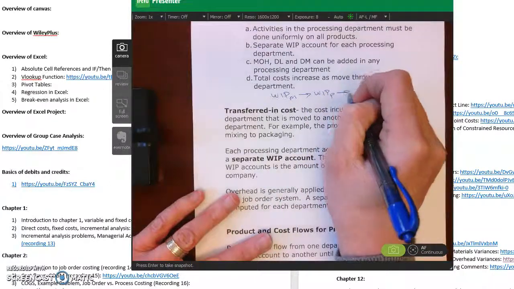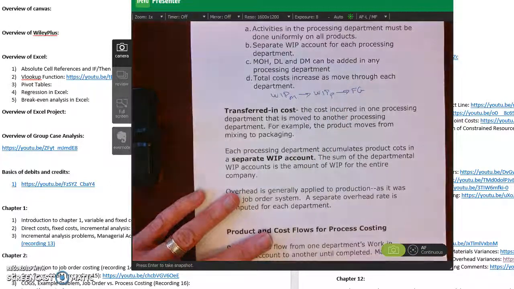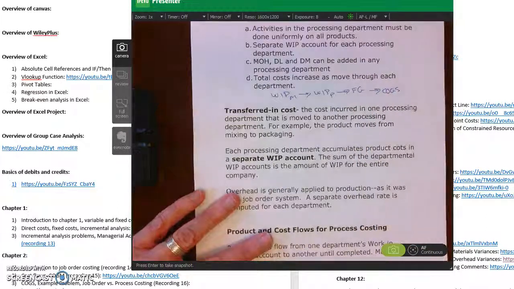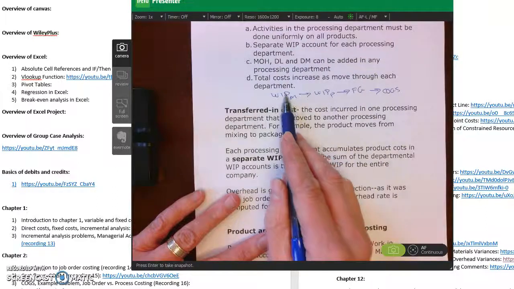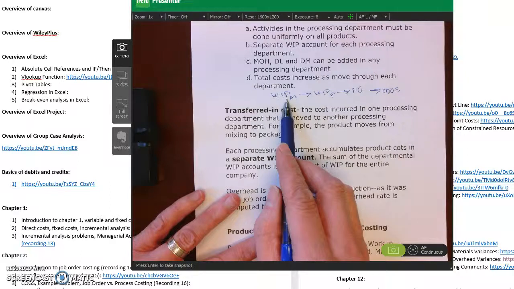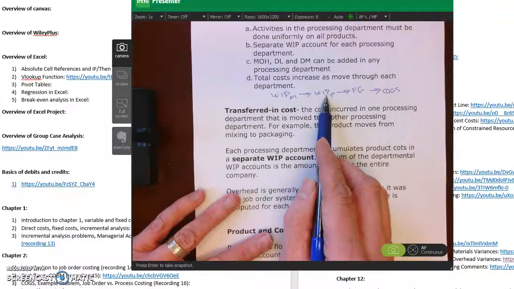And then let's say it goes to finished goods, FG, and then once it's sold, it would go to cost of goods sold. So when we talk about a transferred in cost, in the context of this little picture, we'd be saying that WIP mixing transfers its cost to WIP packaging.